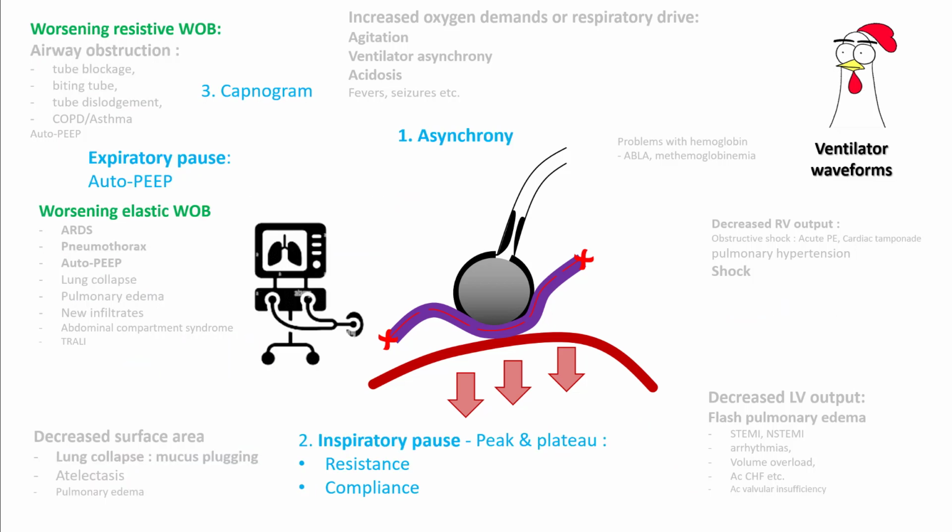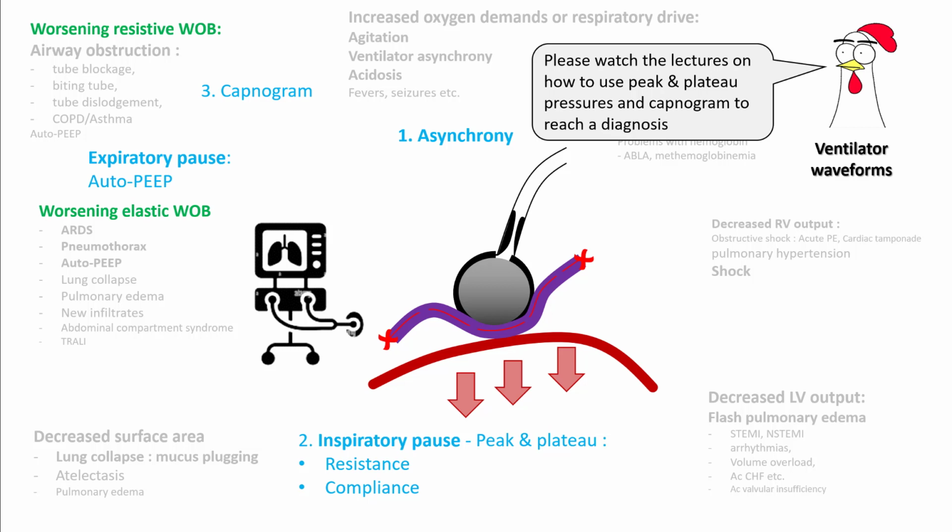Look at the ventilator waveforms while you are inspecting your patient. Look for signs of asynchrony. Perform an inspiratory and expiratory pause to look at the peak and the plateau pressures and figure out if there is a resistive or an elastic problem. Perform an expiratory pause if you believe there is auto-PEEP. A lot of the ventilators will also have a capnogram, so make sure that you look at it. Please watch how to use peak and plateau pressures and capnogram in my previous lectures. That will help you understand this a little better.